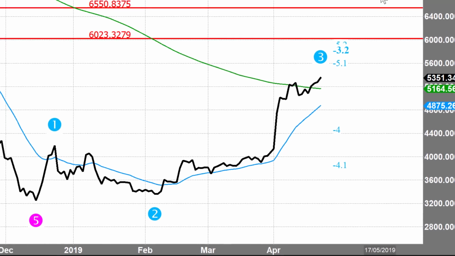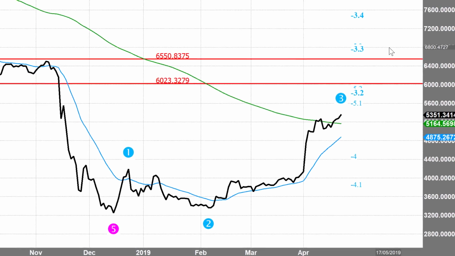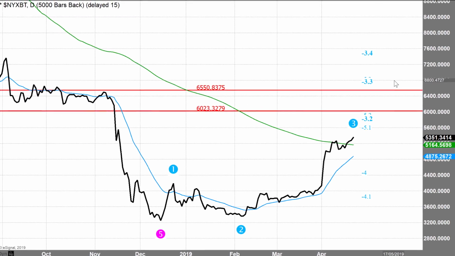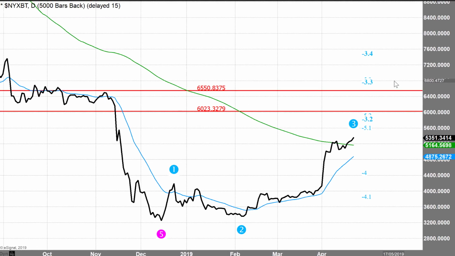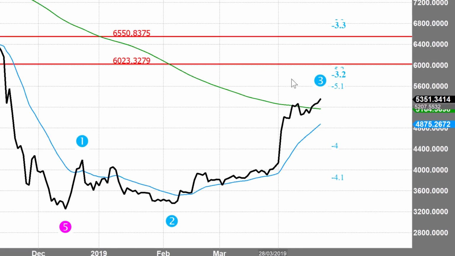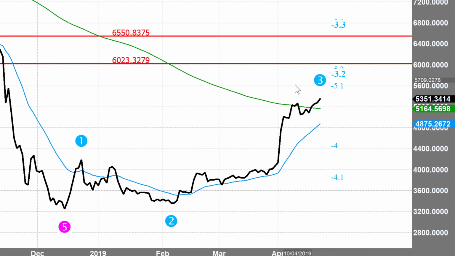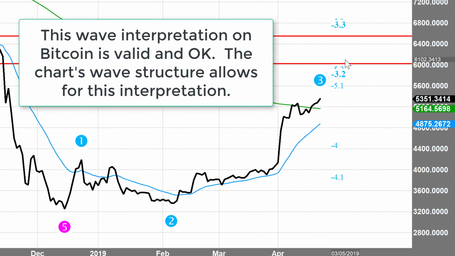Now, as you probably know, I have a different wave interpretation, which I explained to you in my previous video. So I'll come to that in just a few moments. But here's the thing. Before I explain to you the other wave interpretation, I want to first of all say that this particular wave count you're seeing here, that we're potentially starting a new 1, 2, 3 wave count to the upside, is perfectly valid. And there is nothing wrong with this interpretation as far as the wave structure goes. Let me explain to you why.